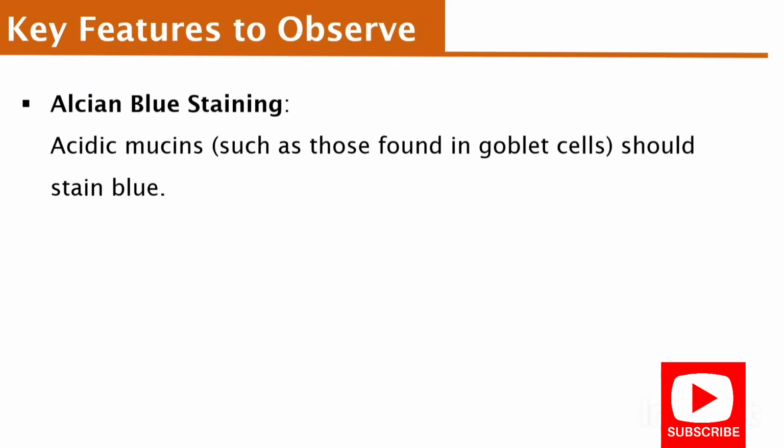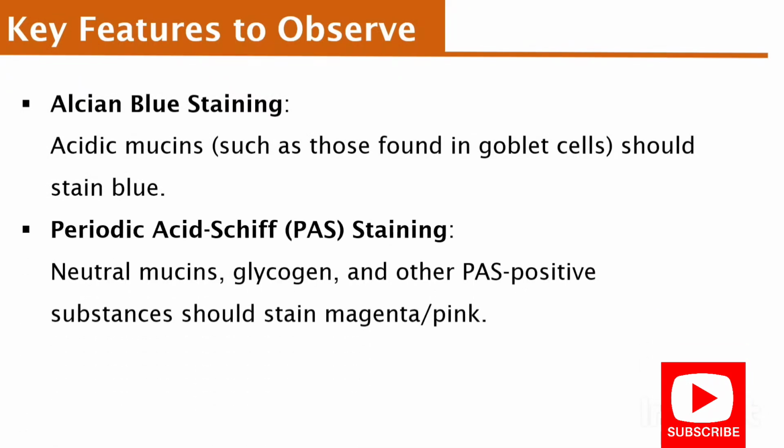Let us look at the key observation of what we can see. When it comes to the Alcian blue, whether it is in goblet cells or acidic mucin, as the case may be, it is going to stain it what? Blue. While the periodic acid-Schiff will stain the neutral mucin or glycogen or other positive substances. It's going to stain it to what? Magenta, or maybe pink. So it can stain it to pink or magenta. Does that make sense?